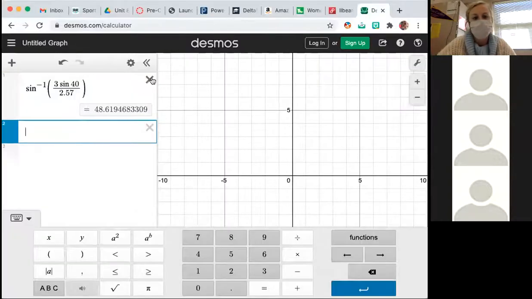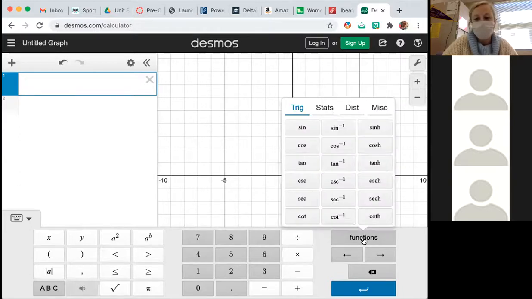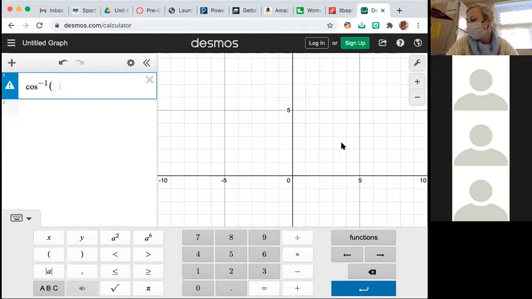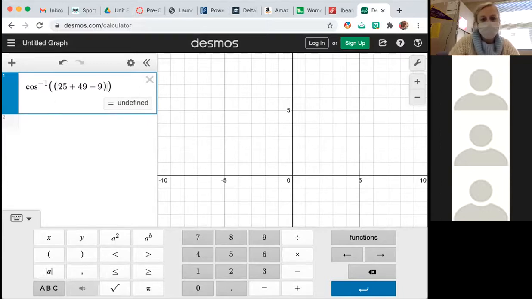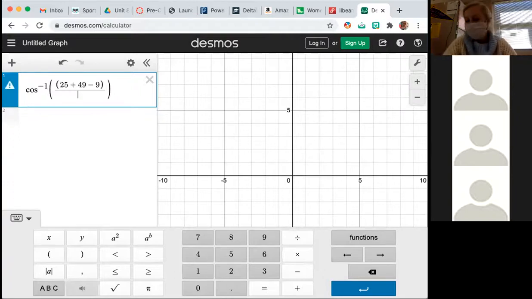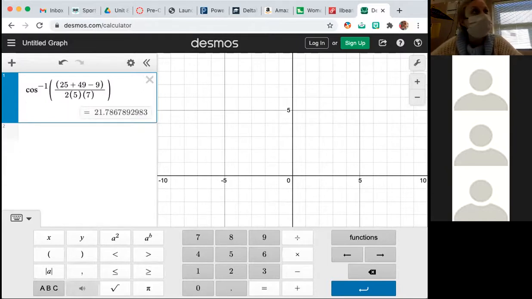Let him get rid of that. So did y'all go to, just to show you what they were saying in class, if you're at home on a phone and you hit functions right here, there's a cosine inverse function that you can also hit. So they did 25 plus 49 minus 9 divided by, that didn't work. Put the whole thing in parentheses, maybe. Or you can do it like that. Over 2 times 5 times 7. Oh my gosh. 2 times 5 times 7. Here we go. Did y'all get 21.79 degrees?